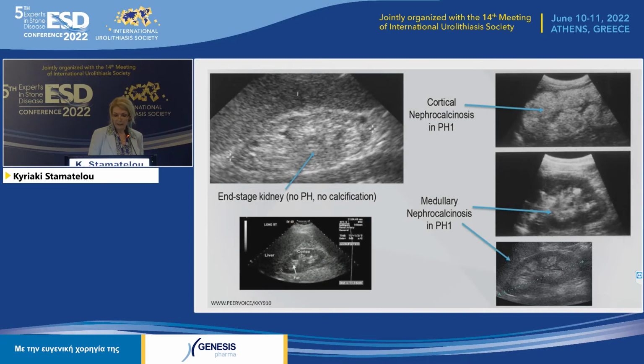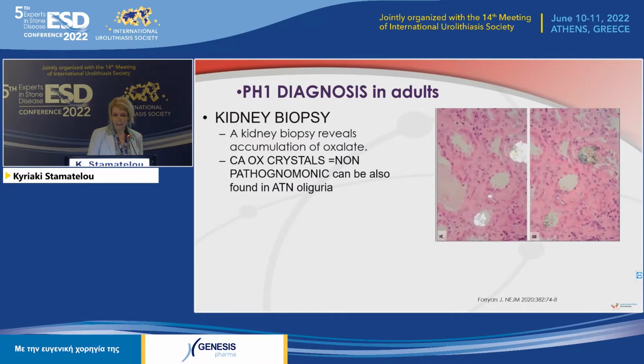And these are characteristic images. To the left, you have just end-stage kidney disease, while to the right, you have cortical nephrocalcinosis in PH1 and medullary nephrocalcinosis. That's another option as well, also in PH1.